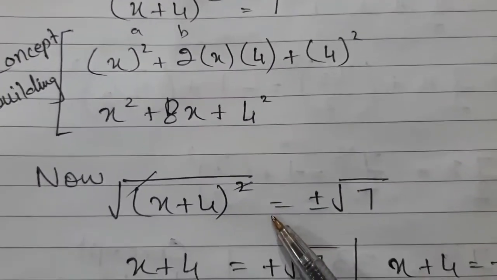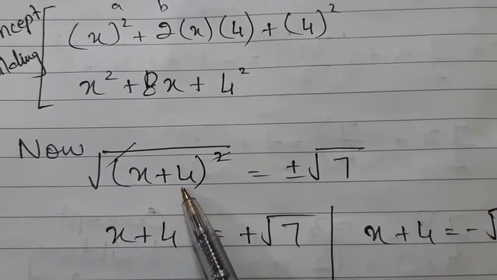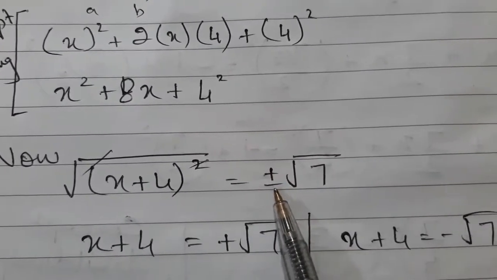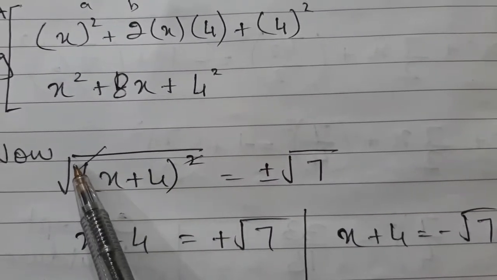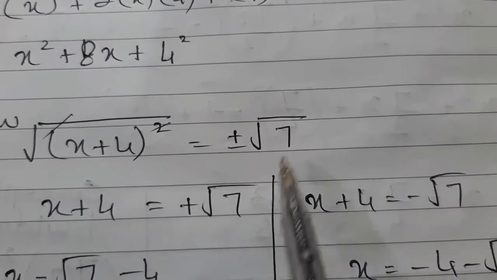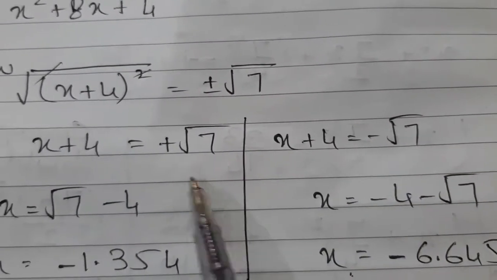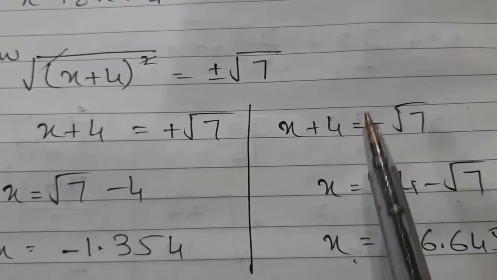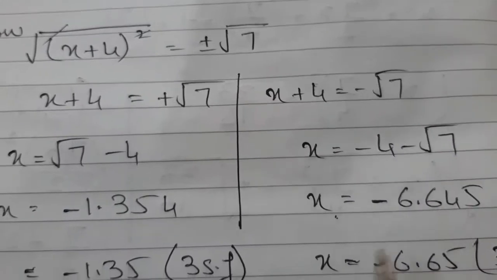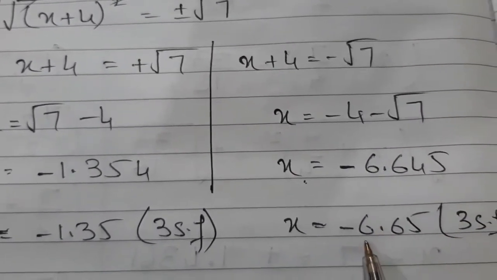Now let's solve it, because the purpose is to solve the equation using the completing square method. So now I'm taking a square root on both sides. With the square root I will write plus minus here. This root will cancel by this square root. So I'm getting x plus 4 equals plus root 7, and one time I will use minus root 7. And using the calculator simply I will get this answer and this answer. So I have gotten two answers. In 3 significant figures it will be minus 1.35 and this will be minus 6.65.